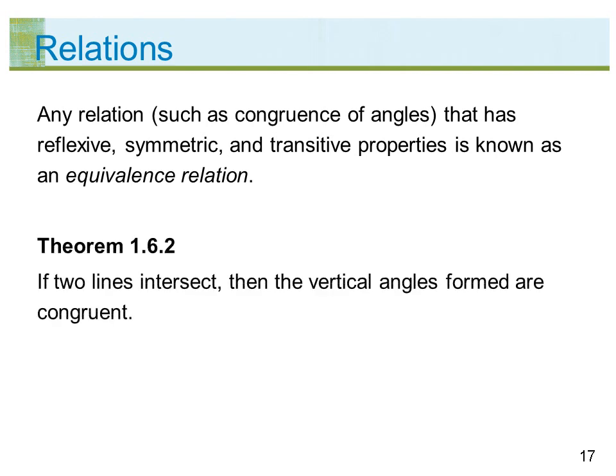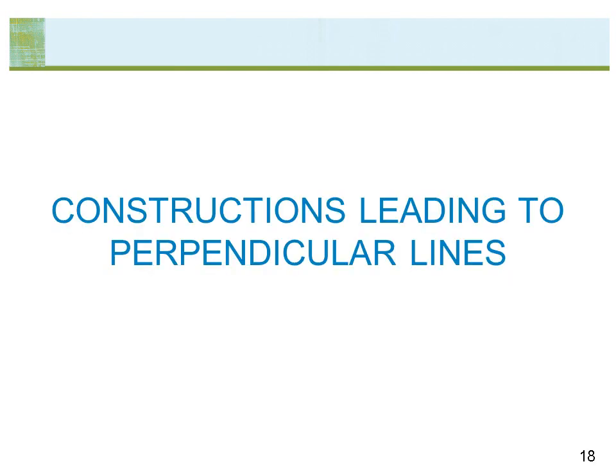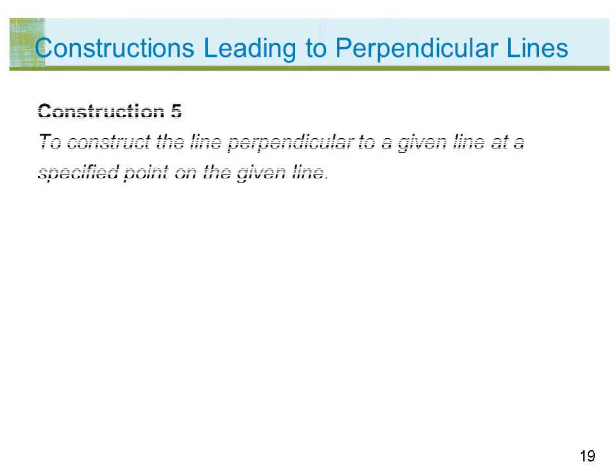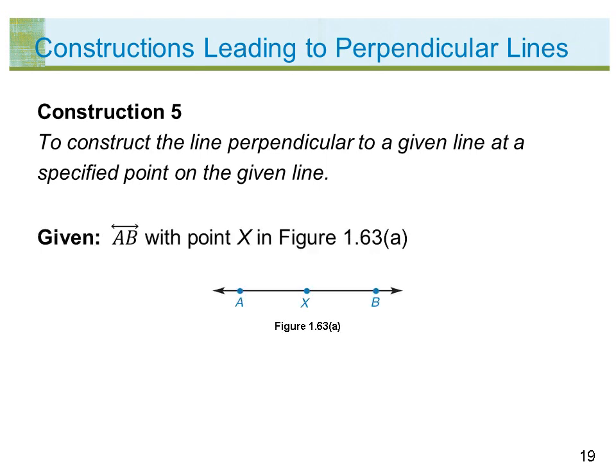Theorem 1.6.2. If two lines intersect, then the vertical angles formed are congruent. Construction 5. To construct a line perpendicular to a given line at a specified point on the given line. Given line AB with point X in Figure 1.63a. Construct a line EX so that line EX is perpendicular to line AB.